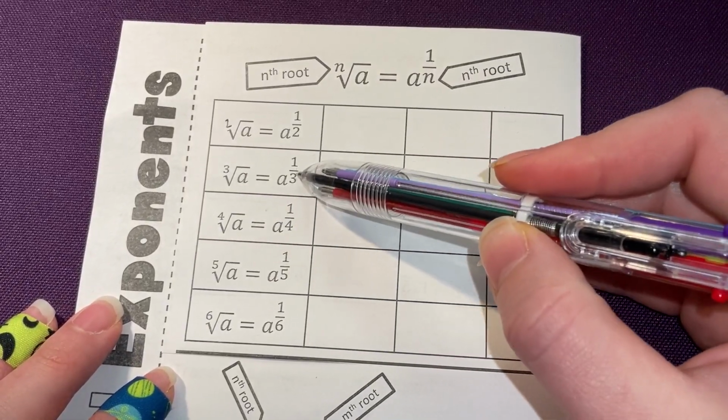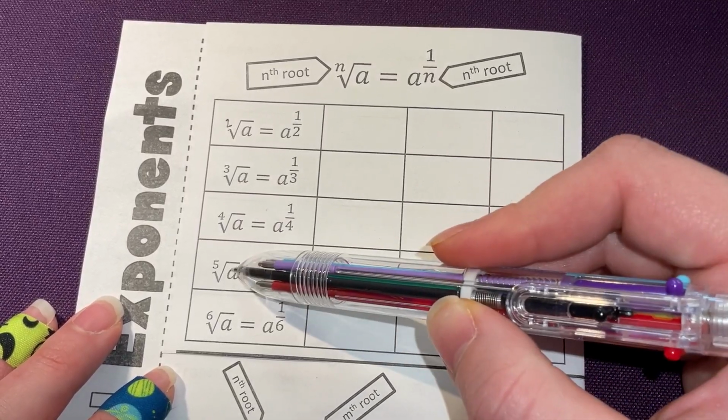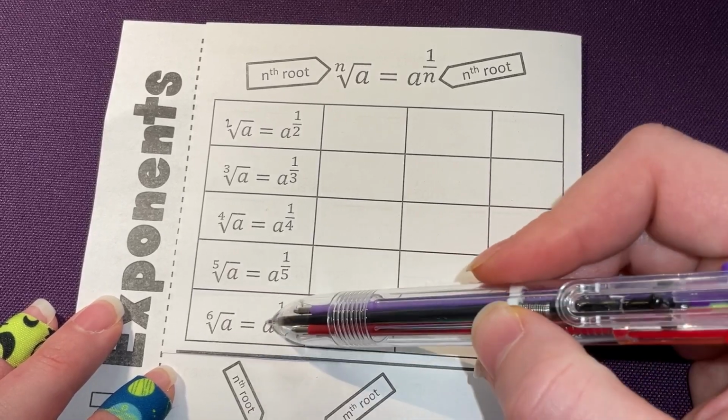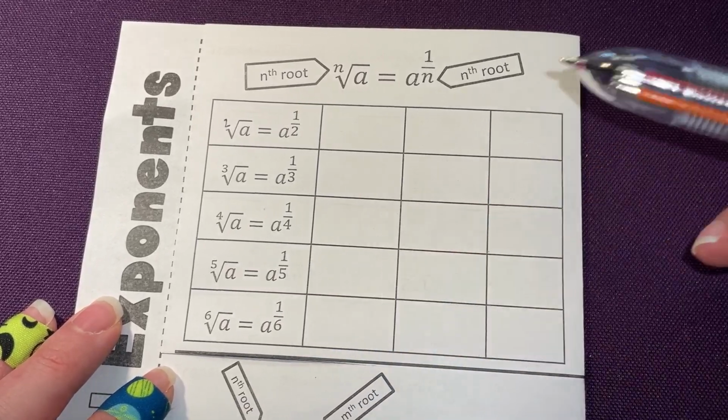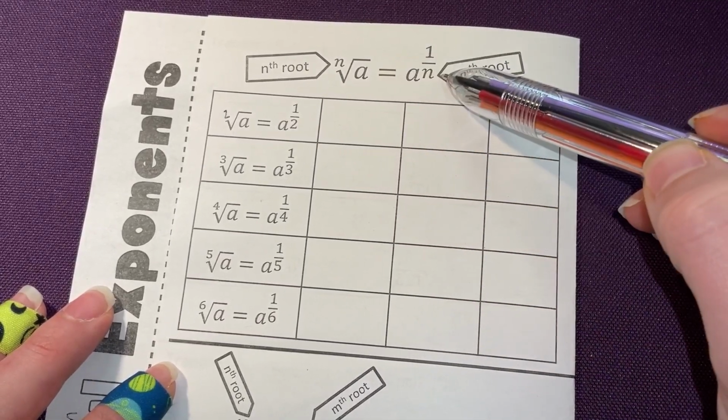Cubed root is the same as a to the 1/3. Fourth root is the same as a to the 1/4. Fifth root is the same as a to the 1/5. And sixth root of a is the same as a to the 1/6. Now, these are your roots, right? So this is how you rewrite it as a fraction.